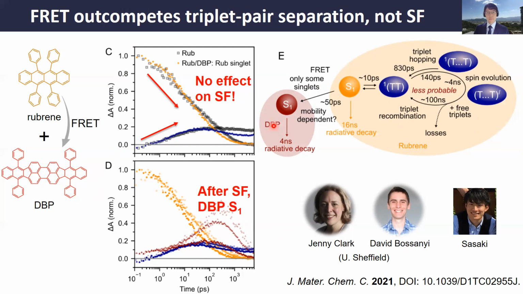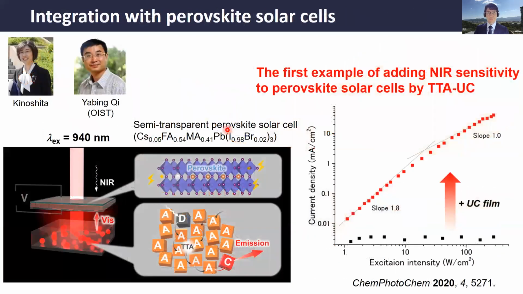Okay, so we now have a much better understanding. And by using this improved efficiency of the upconversion, we could combine with the perovskite solar cell. This is collaboration work with Yabin Qi's group at OIST. So we showed for the first time that near-infrared sensitivity can be added by combining with this molecular TTA upconversion system.